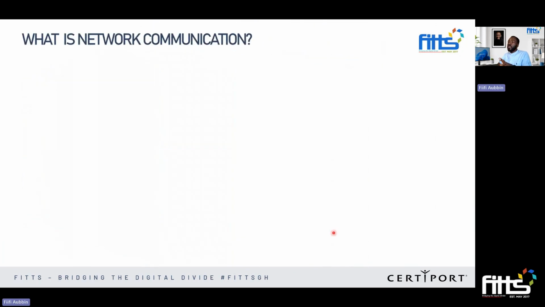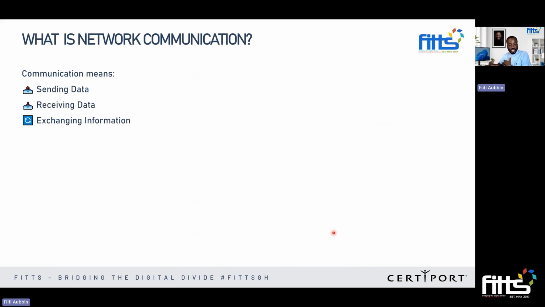Now let's look at what network communication is. If we're talking about communication, then what it means is we are sending data and we are also receiving data, and at the same time exchanging information in that process. So when we connect resources together, there is some form of communication there. So understand it from that perspective.